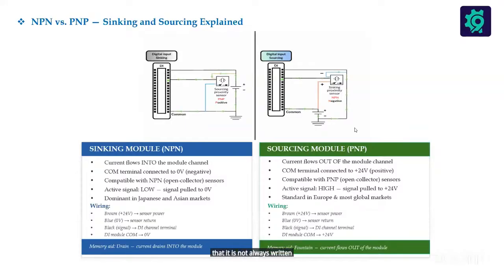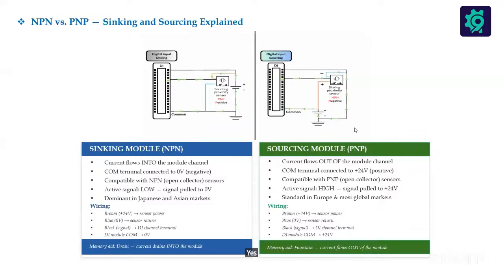It may not be written on the PLC, let me put it this way, that this PLC is a sinking type module or it is a sourcing type module. It is when you go into the manual of that PLC that you get to see, okay, based on the wiring diagram, I think this PLC is sinking type, or it is sourcing type. Then you can use the information in the manual to do your wiring. I hope that is clear.